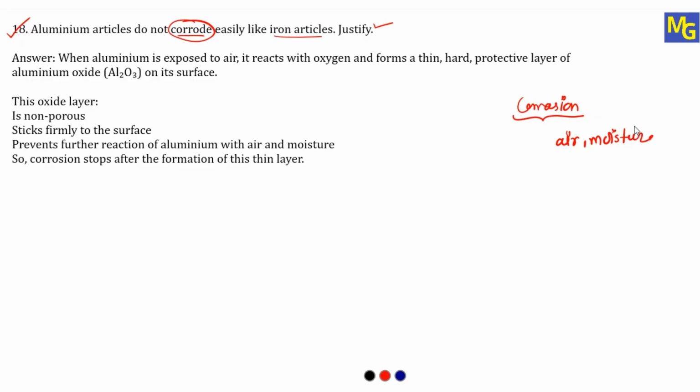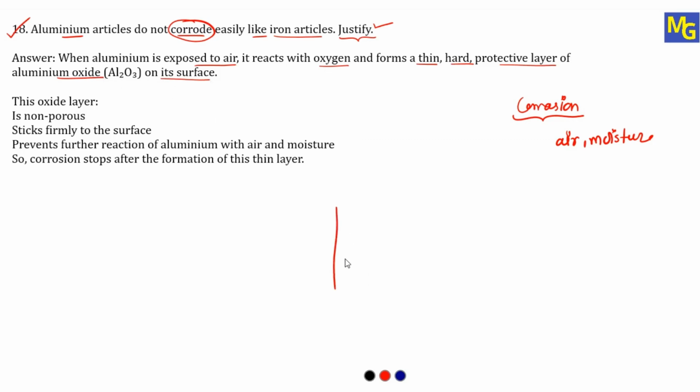So if you compare this property of corrosion with aluminum and iron, aluminum articles do not corrode easily if you compare with iron. Just this sentence we have to justify clearly. So see the answer. When aluminum is exposed to air, it reacts with oxygen and forms a thin, hard, protective layer of aluminum oxide, that is Al2O3, on its surface.